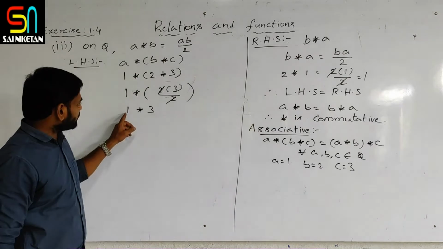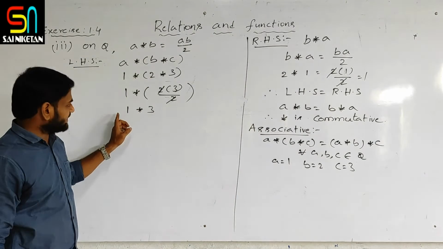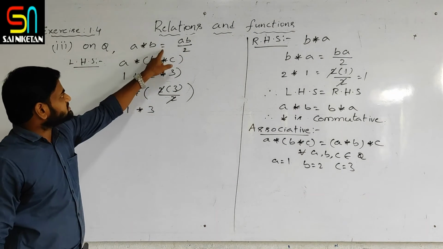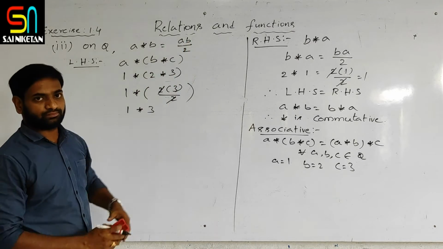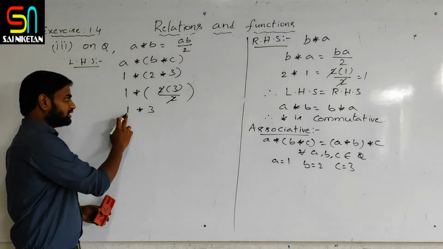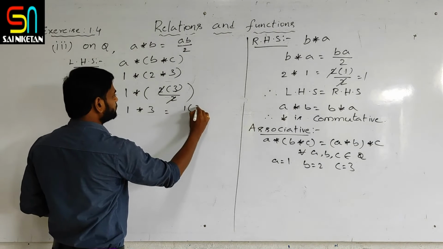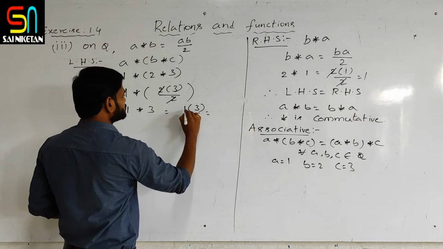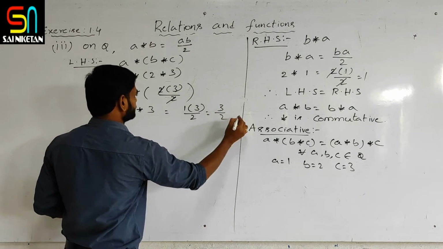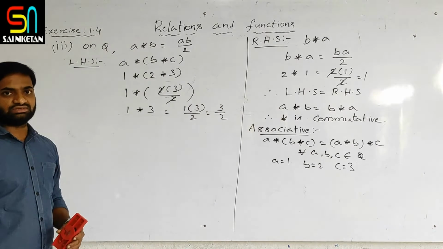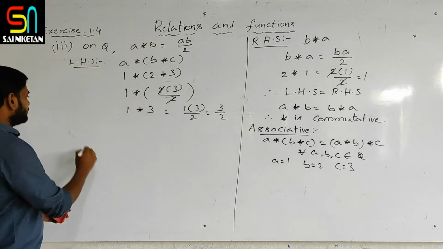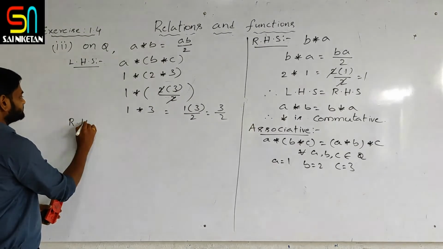Now again this one is 1 star 3. That is A star B. A star B means A into B by 2. So A value is 1, B value is 3. That is 1 into 3 by 2. So 1 into 3 is 3 by 2. This is the LHS. Now what about the RHS?